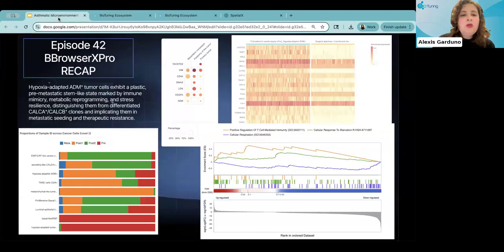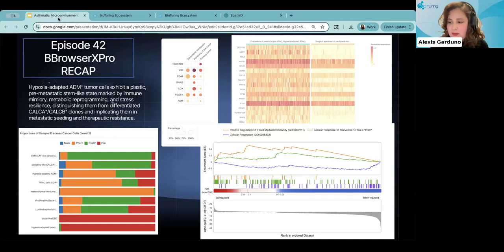Just to recap before I go into this case study: in the last session, if you weren't able to join the last exploration club, we did a session on our B-Browser X Pro module, and we looked at a breast cancer data set to understand tumor cells that were hypoxic, based on the expression of ADM, and whether that specific phenotype of tumor cells had some specific differential expression and functional pathways relevant within that cluster.